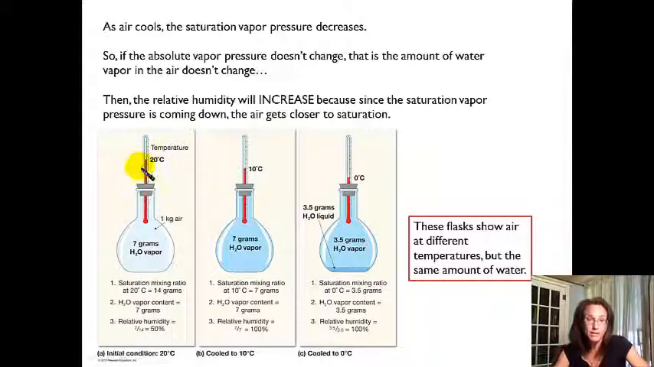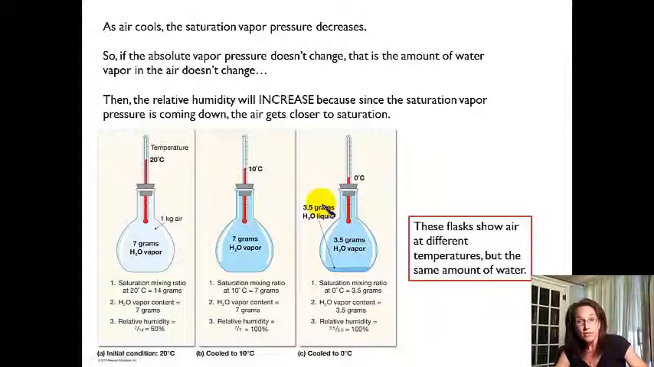So at 20 degrees Celsius, the air contains half of the water vapor that it could contain. The actual vapor content is 7 grams. The saturation content of water vapor would be 14. So it's at 50% relative humidity. If we cool it 10 degrees, now our saturation mixing ratio is 7, and the actual content is 7, so our relative humidity is 100%. That air contains as much water vapor as it can contain.